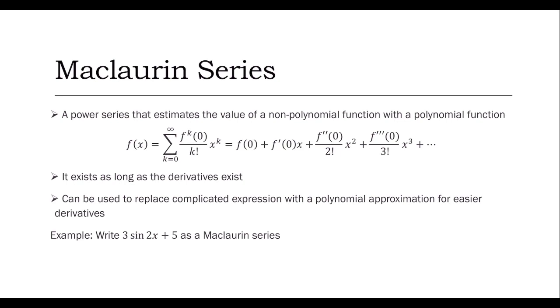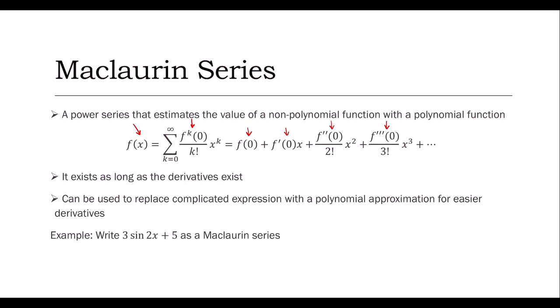Next, we have Maclaurin series, which is a power series that estimates the value of a non-polynomial function with a polynomial function. So if we had some function f of x, it's going to be equal to the sum from k equals 0 to infinity of the kth derivative of f at 0 divided by k factorial times x to the k. So you would have f of 0, then your first derivative of f evaluated at 0 times x, your second derivative of f evaluated at 0 over 2 factorial times x squared, your third derivative of f evaluated at 0 over 3 factorial times x cubed, and so on.